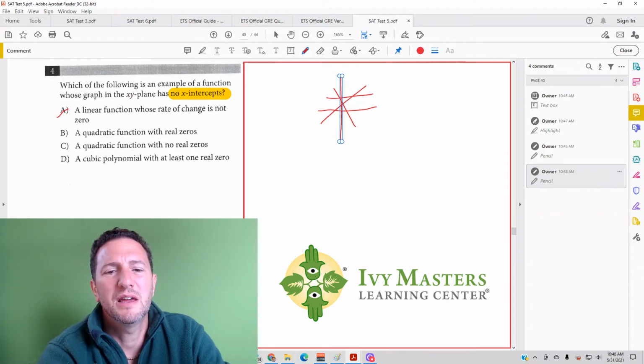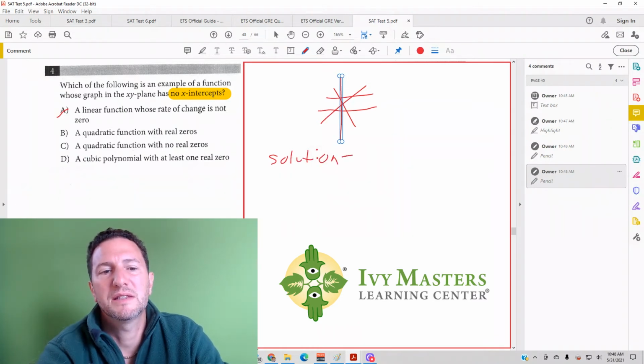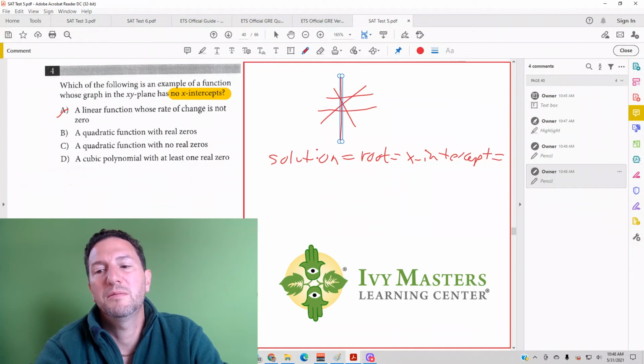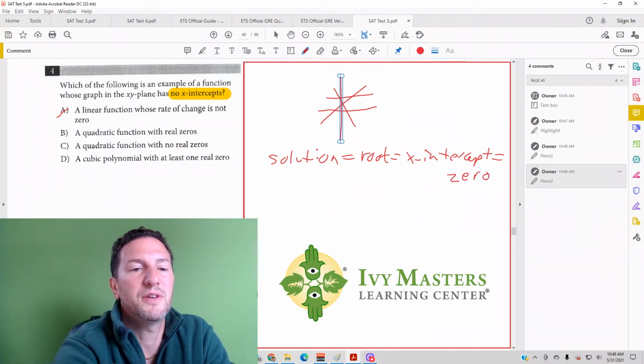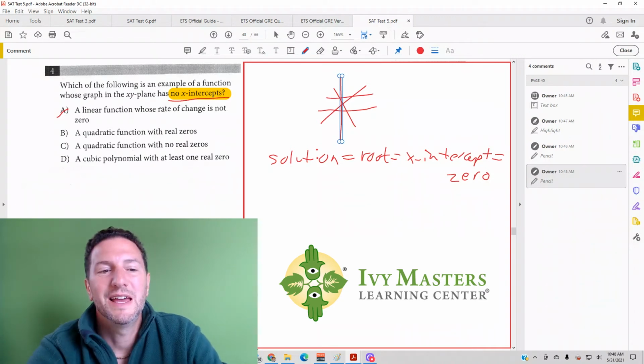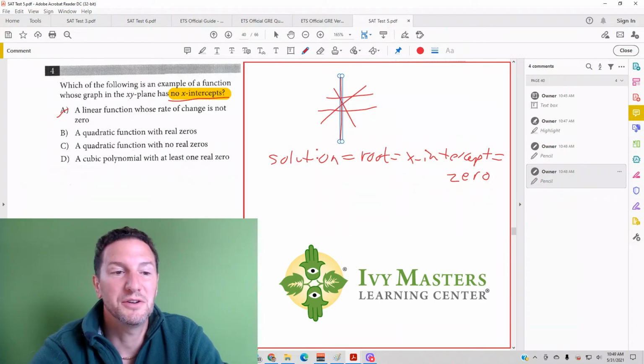If we say the solution, it's actually the same thing as saying the root, which is the same thing as saying the x-intercept, which is also the same thing as saying a 0. So in other words, if it has no x-intercept, then it's got no 0.